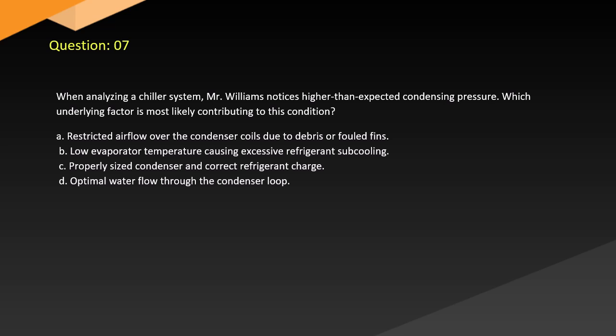Question 7. When analyzing a chiller system, Mr. Williams notices higher than expected condensing pressure. Which underlying factor is most likely contributing to this condition? A. Restricted airflow over the condenser coils due to debris or bent fins. B. Low evaporator temperature causing excessive refrigerant subcooling. C. Properly sized condenser and correct refrigerant charge. D. Optimal water flow through the condenser loop.